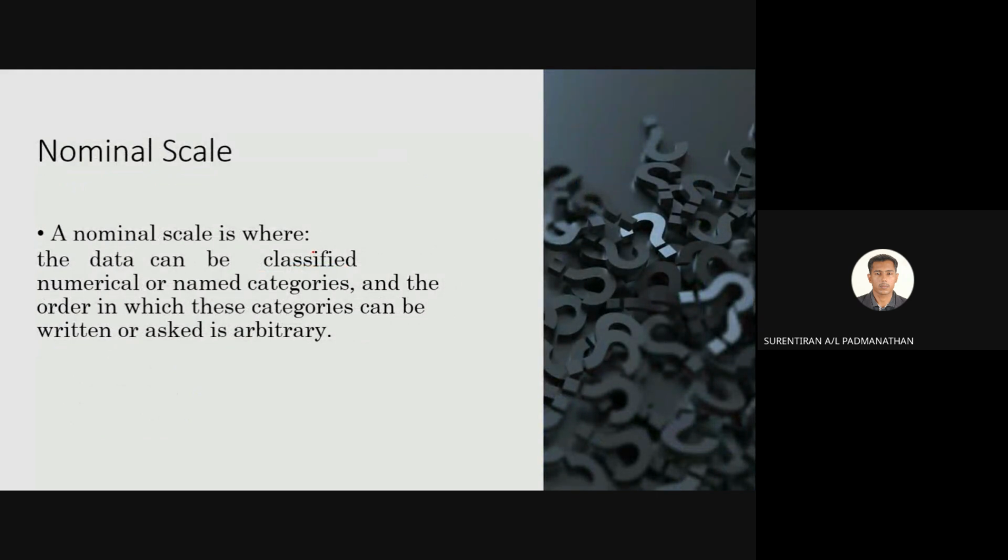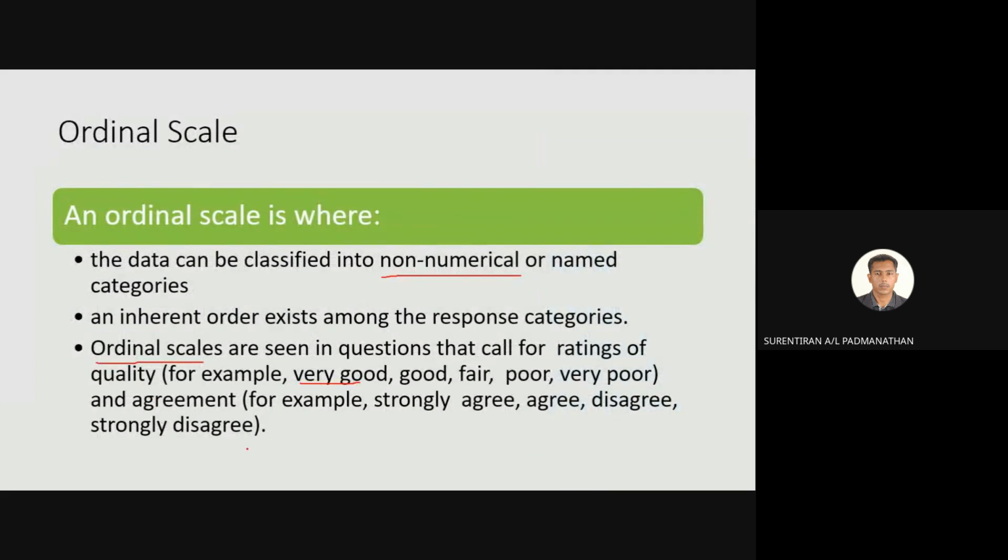So what is the nominal scale? Okay. The nominal scale is where the data can be classified into numerical or name categories. And the order in which these categories are written and asked is arbitrary. So ordinal. What is the ordinal scale? The data can be classified into non-numerical or name categories. An inherent order exists among the response categories.